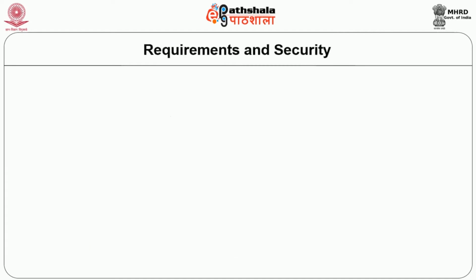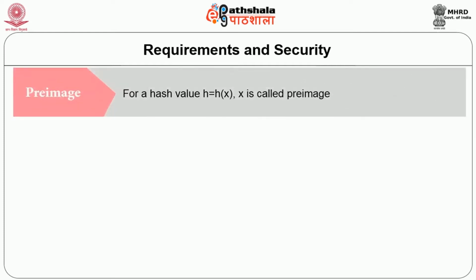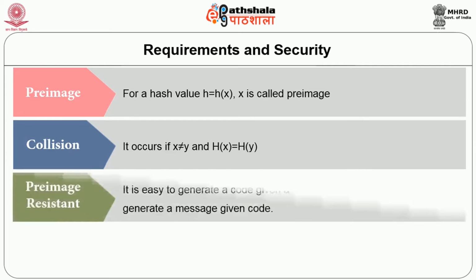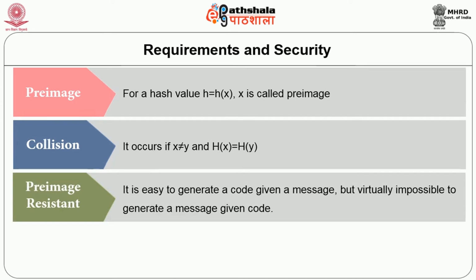What are the requirements and security? The first is called pre-image. For a hash value h, h = H(x), where x is the input to the hash function which generates the hash value h, that x is called the pre-image. Collision: in a hash function, a collision occurs if x is not equal to y and H(x) is equal to H(y). That means two inputs are not equal to each other, but they generate the same hash value.